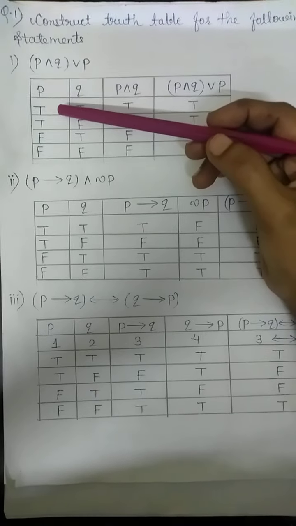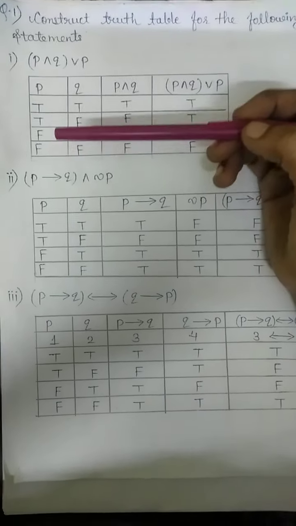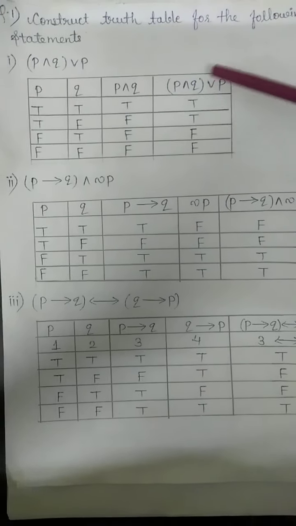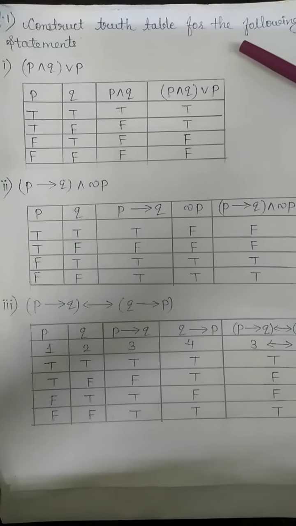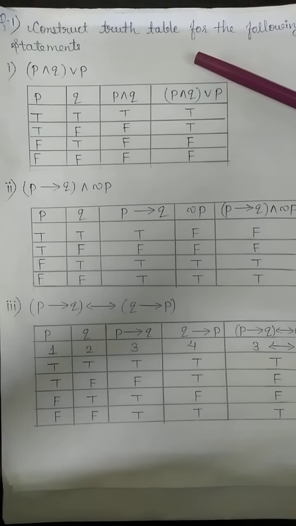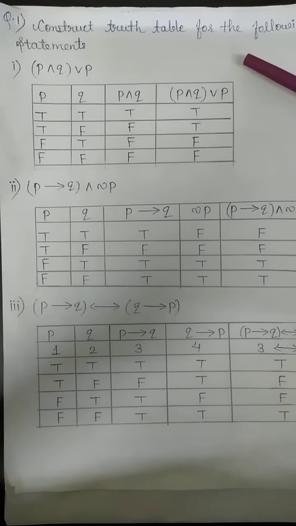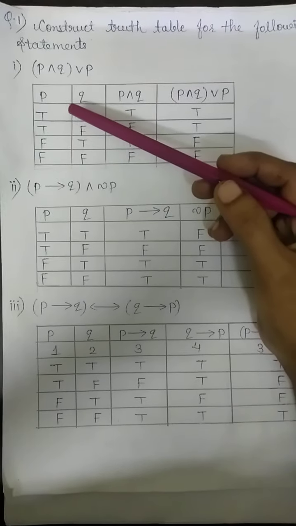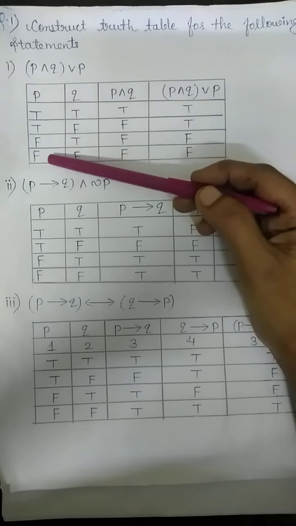Then we will find out how many possibilities we are going to consider while constructing the truth table. So formula is 2 raised to number of statements given. So here only two statements are given, P and Q. So 2 raised to 2, that is equal to 4. So here while constructing the truth table we are going to consider 4 possibilities.